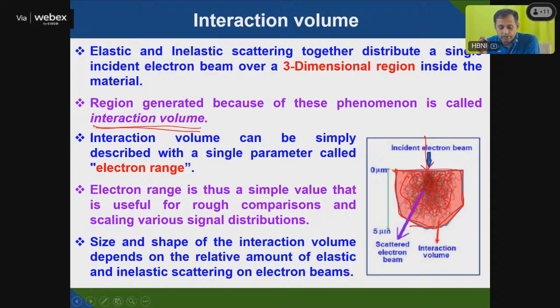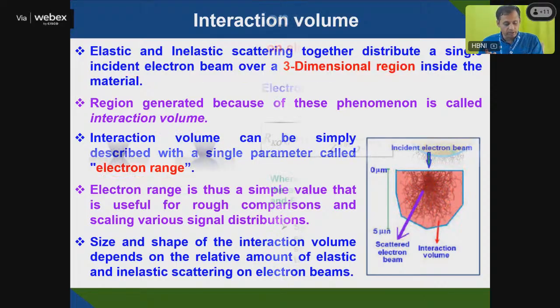The region generated because of this interaction, where the incident electron beam spreads over a 3-dimensional region inside the material, gives you an interaction volume. Or simply you can call it the electron range. That means up to what range the electron can penetrate or migrate, which you can also express as electron range. So electron range is a simple value that is useful. If you see high Z material and low Z material, the electron density changes depending upon Z, and accordingly the electron range will change.